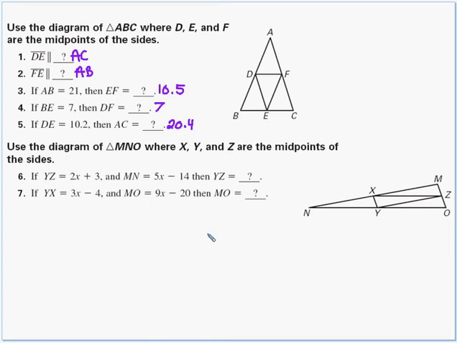For 6 and 7, number 6, if YZ equals 2x plus 3, and MN equals 5x minus 14, we are looking for the length of YZ. Before we can do that, we have to find the value of x. Two ways to set up this equation. We can take the 2x plus 3 and set it equal to half of 5x minus 14.